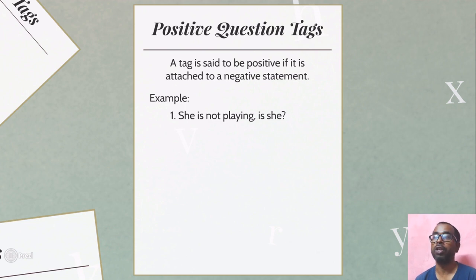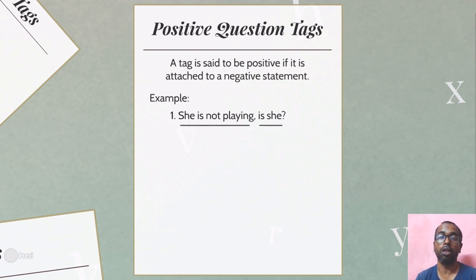First example I have written there, if you can read it on your screen. She is not playing, is she? So if you look at the statement or the question, the first part till the comma, it says she is not playing. It's a statement. It's not exactly a question.